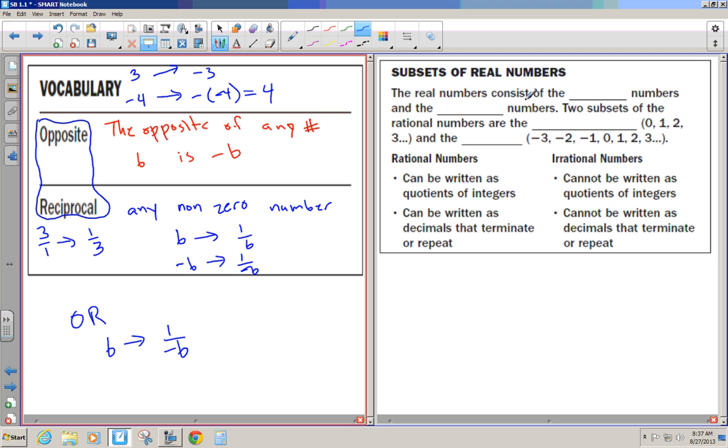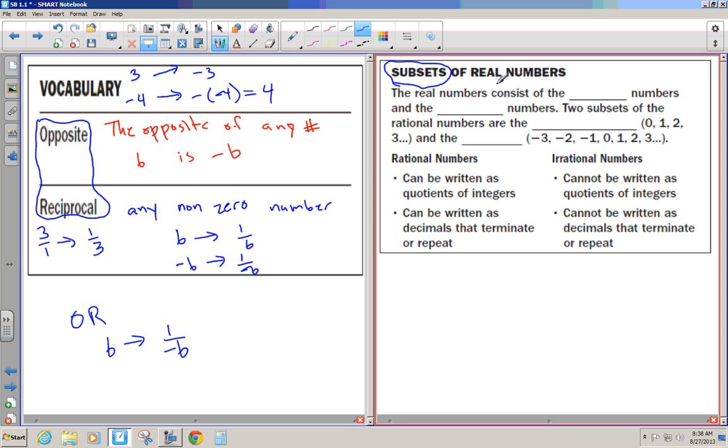The real numbers, now we're going to talk about subsets of real numbers. A subset is basically telling you that there are groups within this big group of real numbers. So real numbers are basically any number you can actually represent, like a decimal or a fraction or whatever. But within that, you can have whole numbers, integers, natural numbers, counting numbers, irrational, rational, a bunch of different kinds.